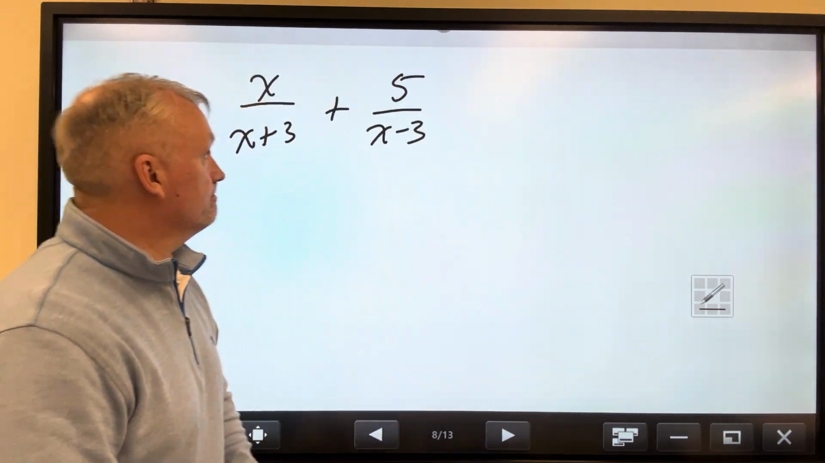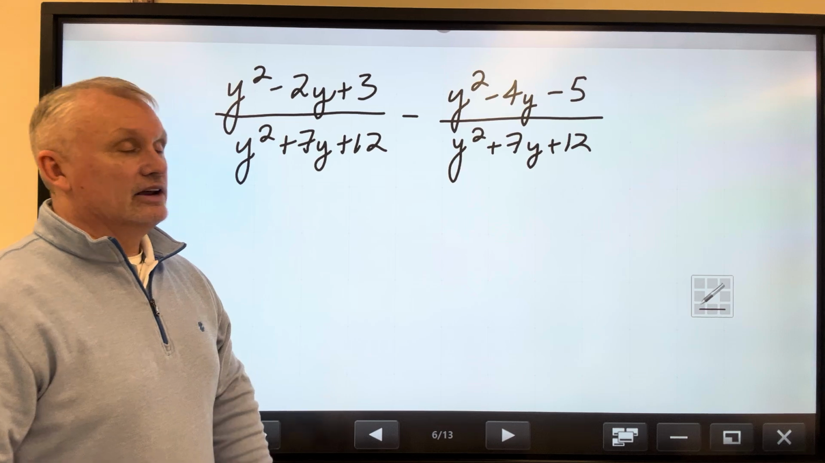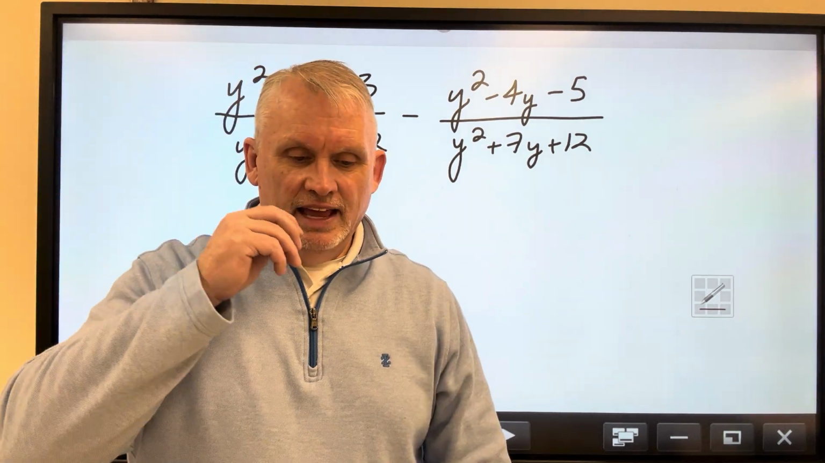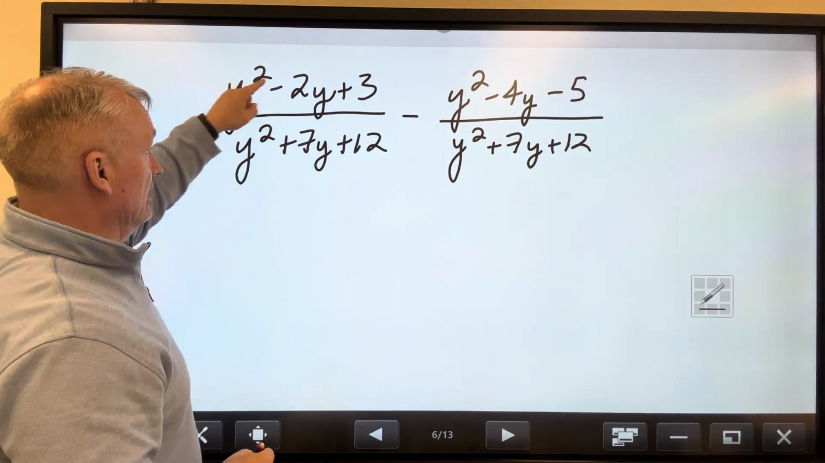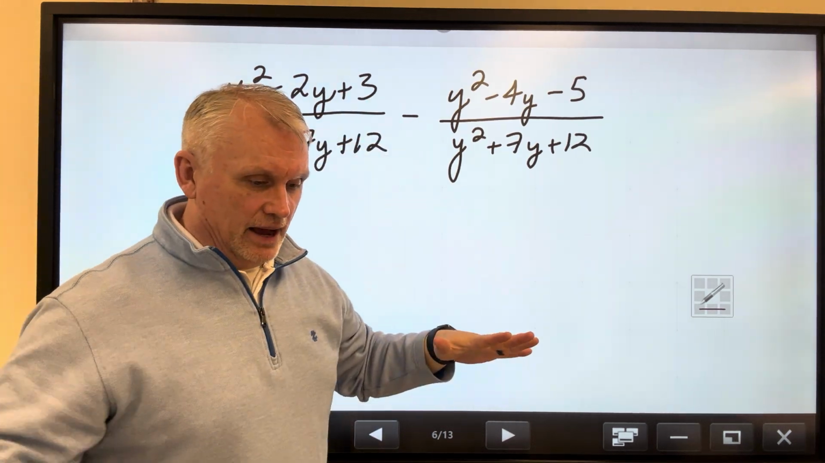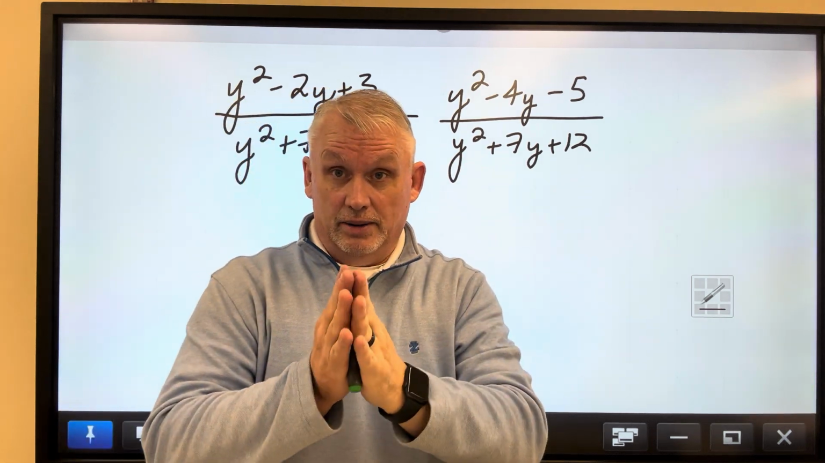Next. Oh, no, I got to go back. Sorry about that. Now I got to go back to the subtraction because this has got its own unique skill set. So this is what I mean. This stays the same. Remember when you have a common denominator. I do. I have a common denominator. That's good.